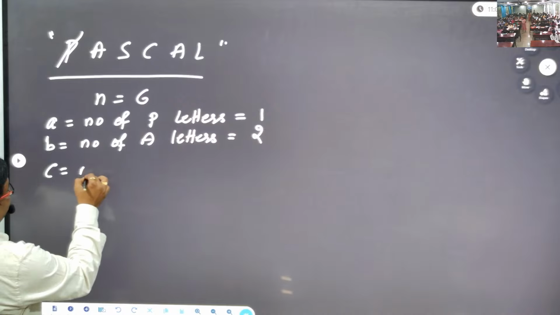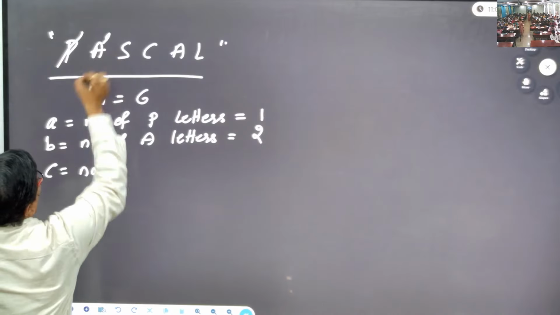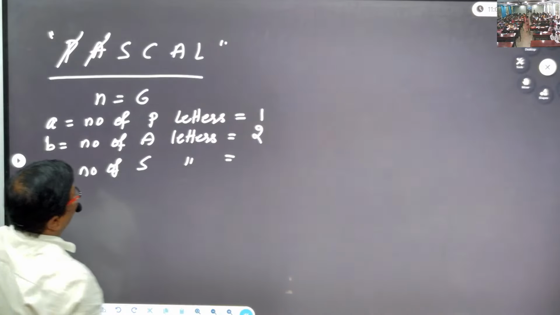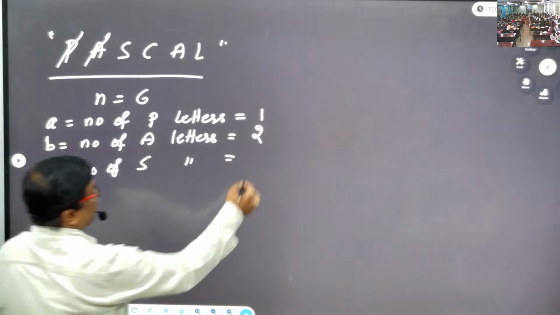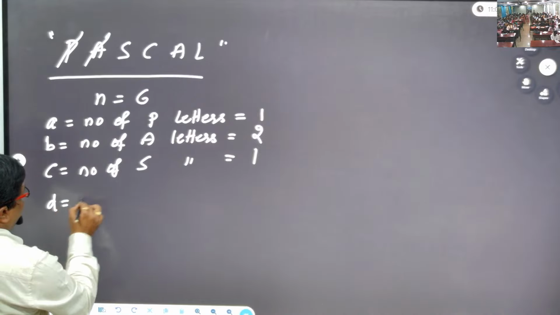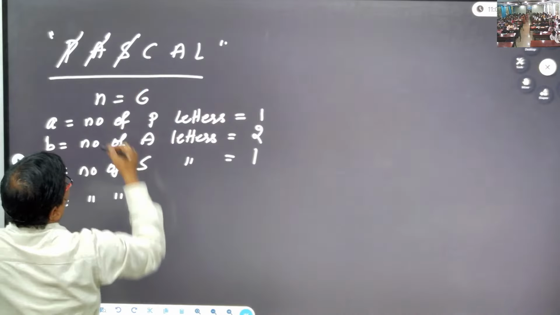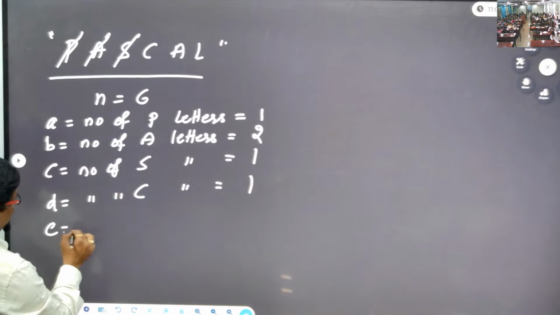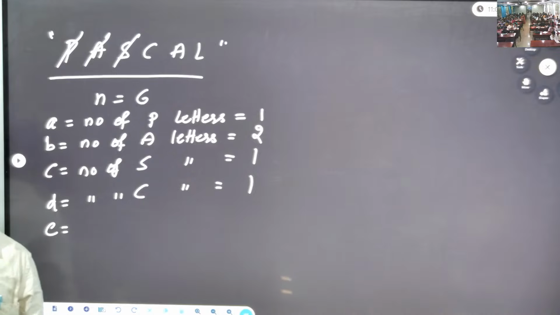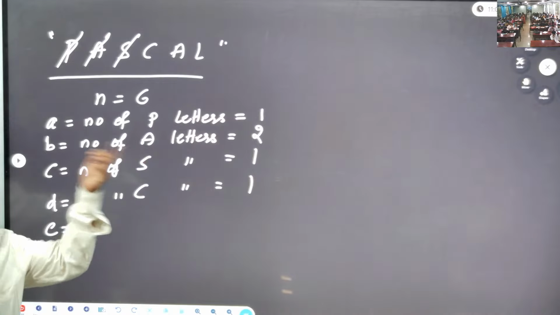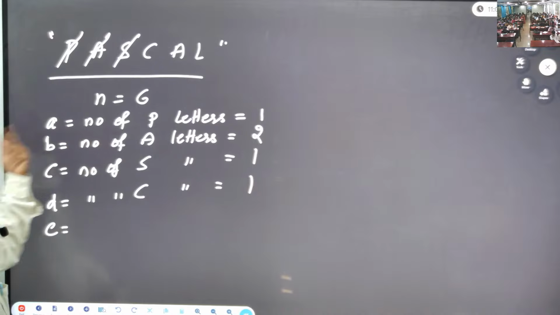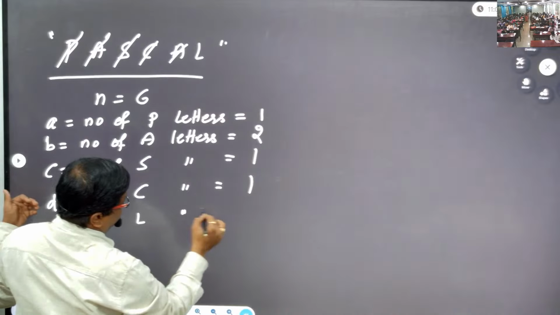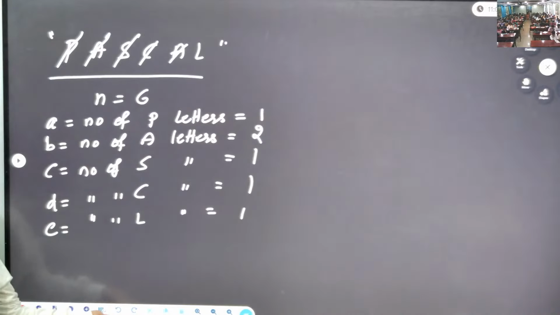Next, C is equal to the number of... P is done, A is done. What is the next letter? Yes, S. How many S letters are there? 1. Next, D is equal to the number of the next letter. How many are there? 1. Next, E is equal to, which letter will we be taking? L we have to take, as A already came. 1.